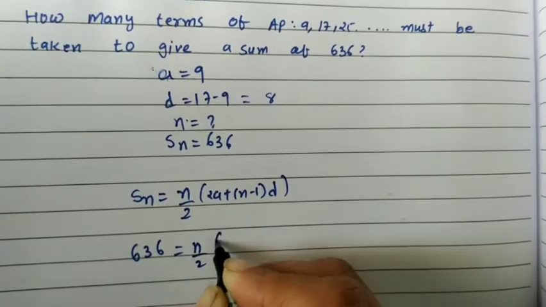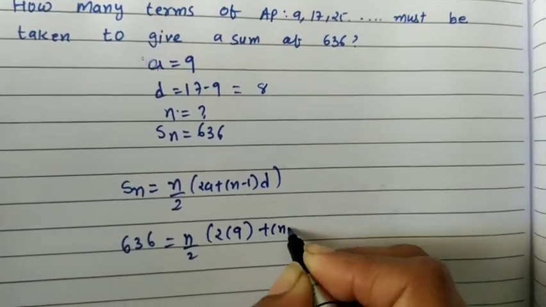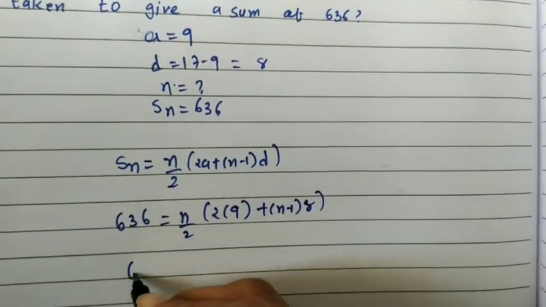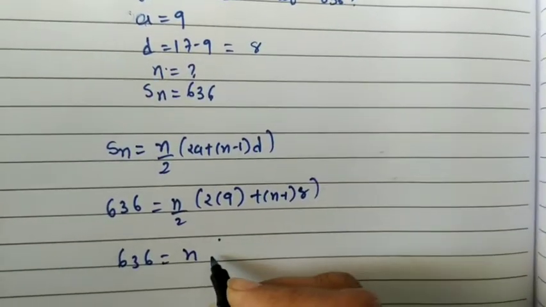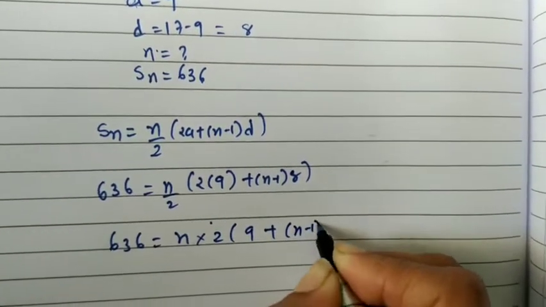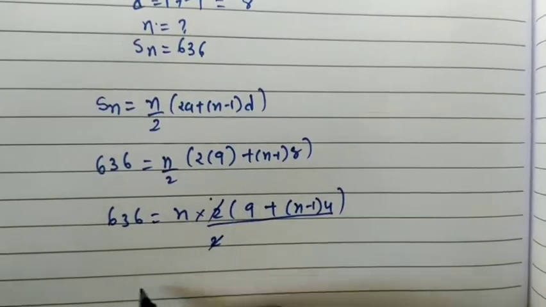n by 2 we will write because n is not given. a is given as 9. n minus 1 we do not know. The difference we know as 8. So let us see what will happen. So let us take 2 common. If we take 2 common, here 9 will remain and here this will remain. So we will cancel out this 2.